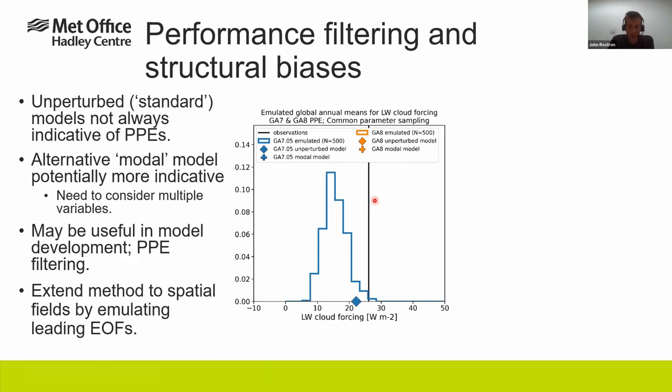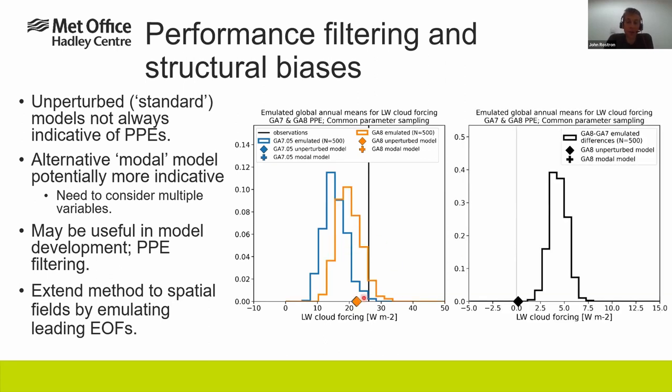So what we also found had an impact on our performance filtering for GA7 was that the unperturbed model, so this is using the standard parameter values that model developers have chosen, is not always indicative of the bulk of the PPE. So you can see that the standard model value is much closer to observations than the PPE mean. And that's particularly noticeable when you look at the changes. So the GA8 standard value is basically the same as GA7. And that's really not reflective of what's going on in the changes in the structural bias between GA7 and 8 that I showed earlier.